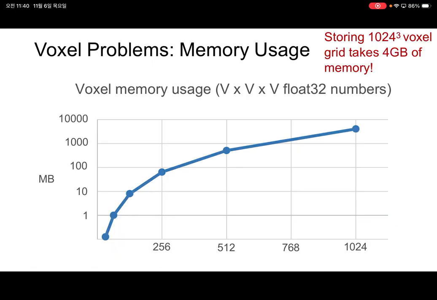And this shows the memory usage of voxel. As you can see, 1K by 1K by 1K voxel in floating 32 number already takes 4 gigabytes. Imagine you have a single image. Maybe a single image might take a few megabytes, right? Although it is 4K resolution, it might take a few megabytes. But 1K, not 4K, just 1K voxel takes 4 gigabytes of memory, just a single voxel grid. That is huge, very inefficient.